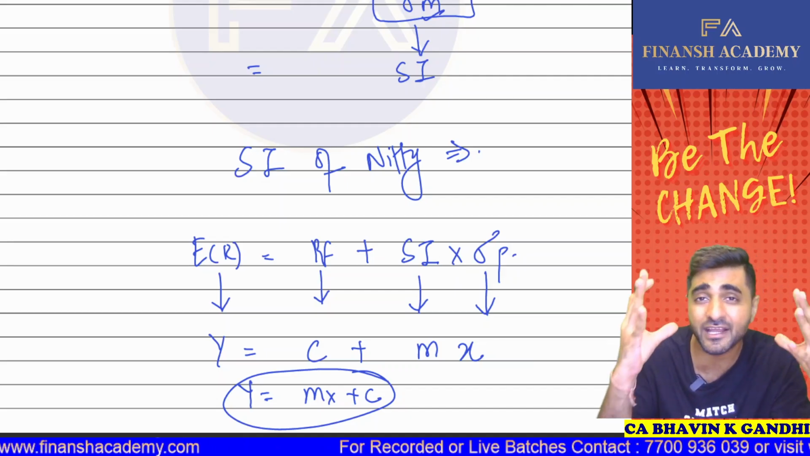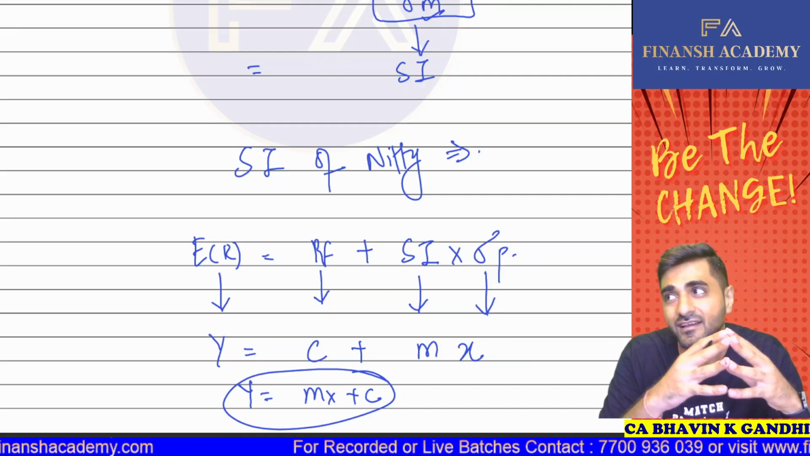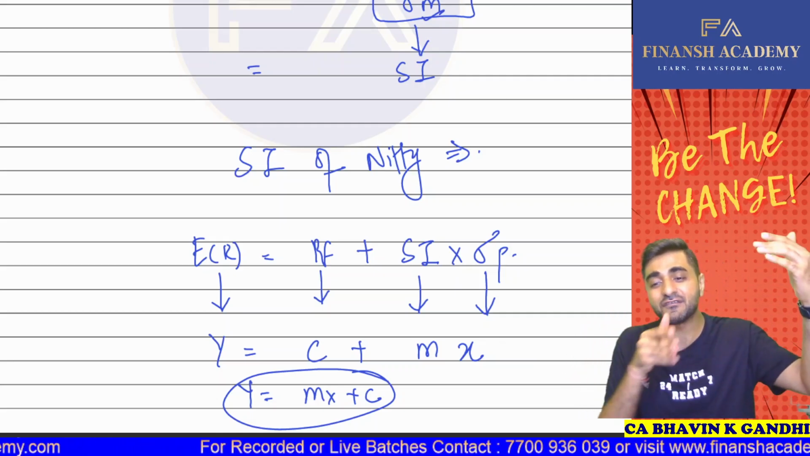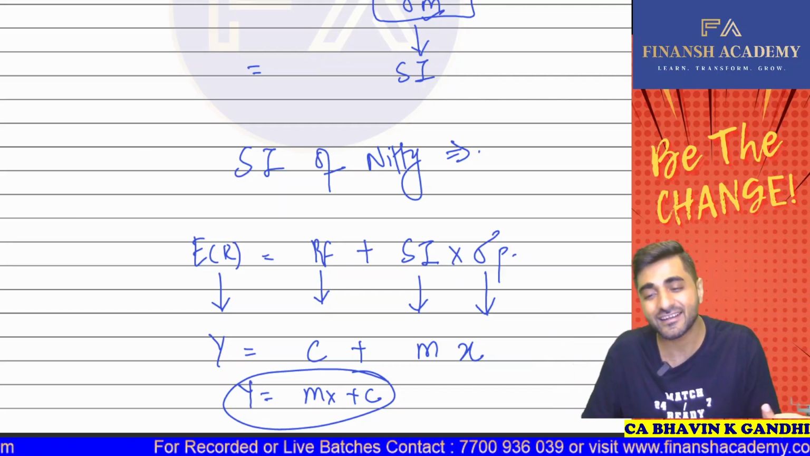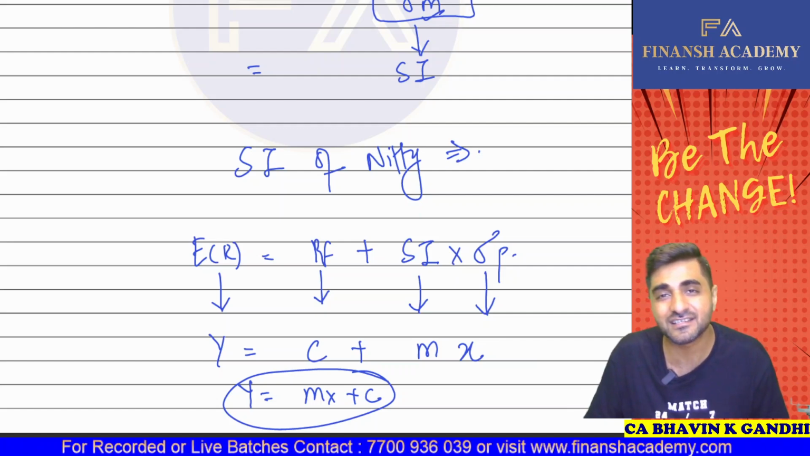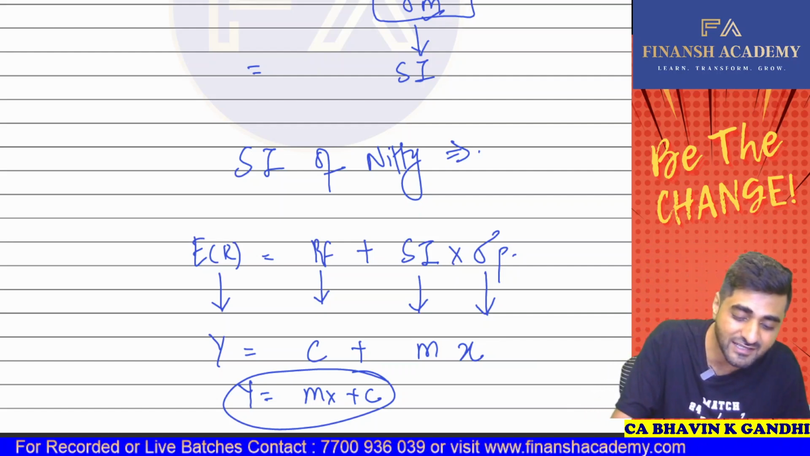So what is the application of capital market line? If you want to find out what should be the expected return of the portfolios at different levels of risk, we can do that, if I know the Sharpe index of the market and if I know the risk-free rate. So are you understanding this?